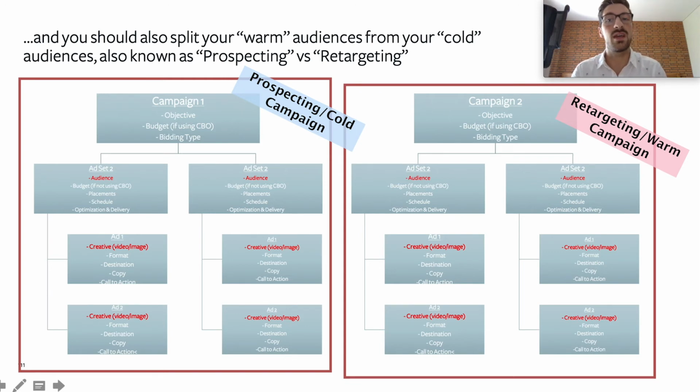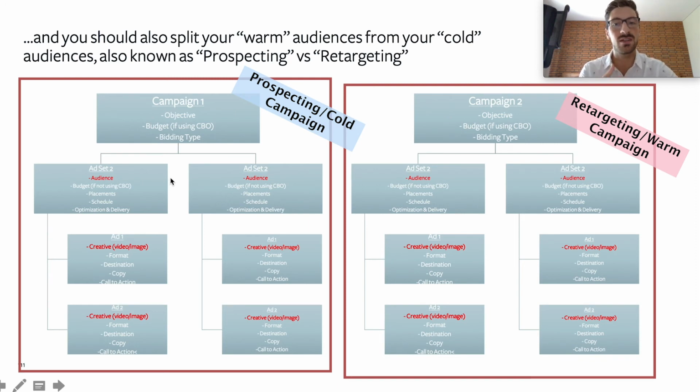Another reason is that you want to maintain budget and control. So let's assume you have one campaign and you're throwing everything under it: your cold audiences, your warm audiences. Well, the budget, as we know, is set at the campaign level. So that means you're giving the system control to optimize between your cold audiences and your warm audiences.